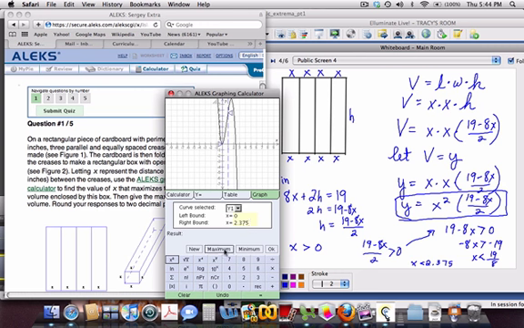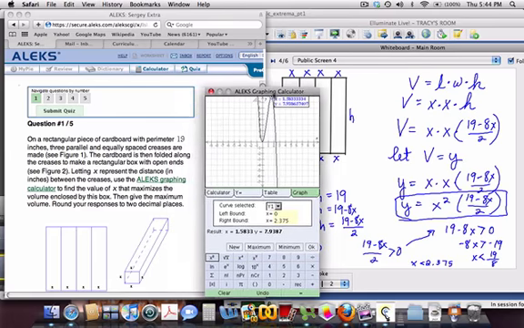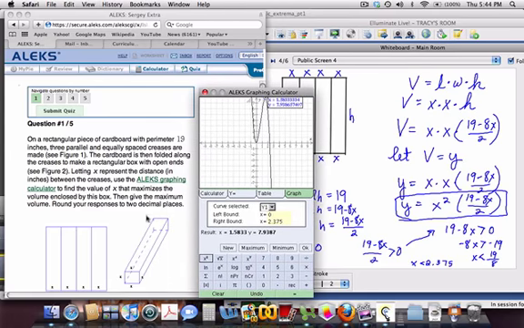Okay, and we want to find the maximum. So we click maximum, and we get our results here. The x coordinate is 1.5833. And we're asked to give the answers to the nearest 2 decimal places, so that's going to be 1.58.